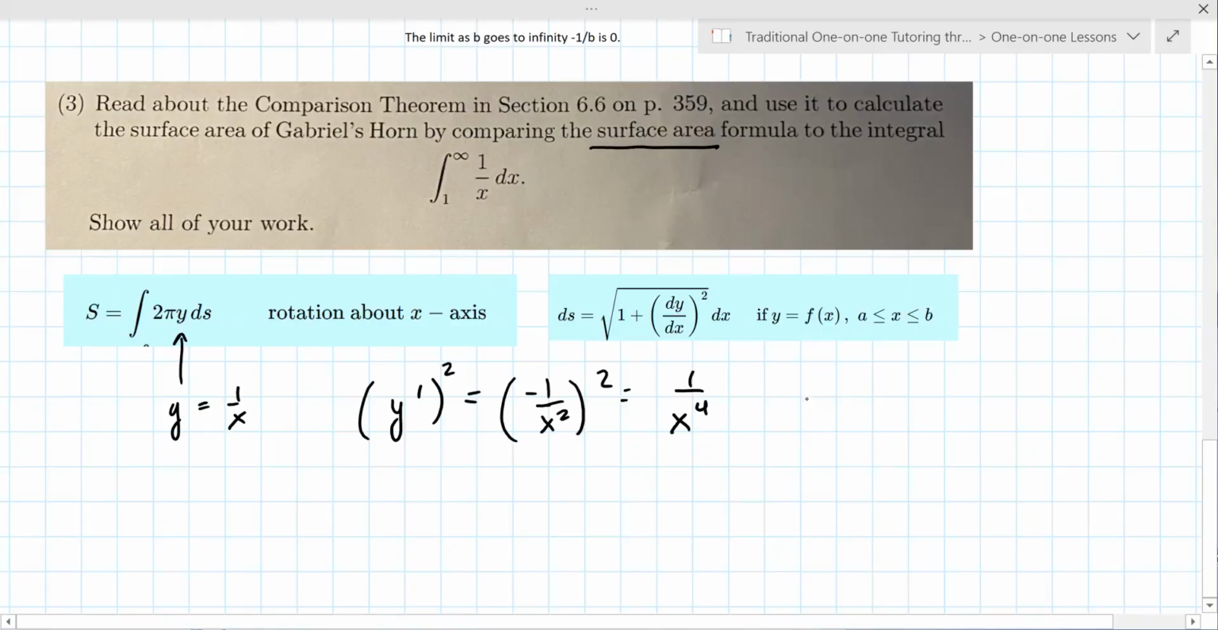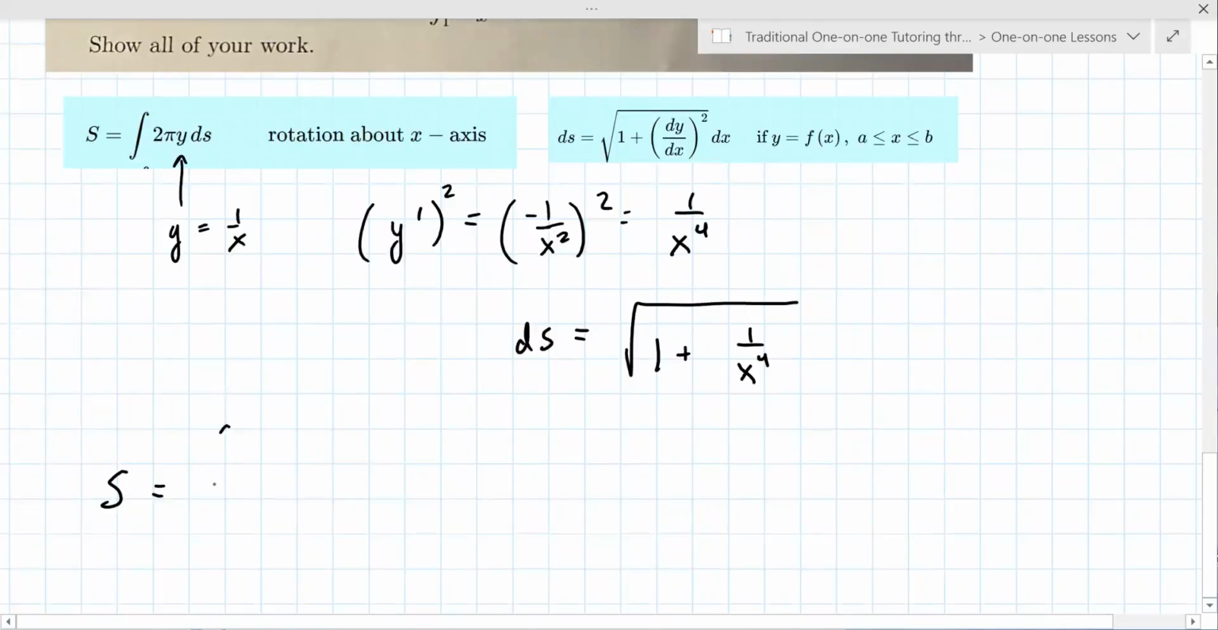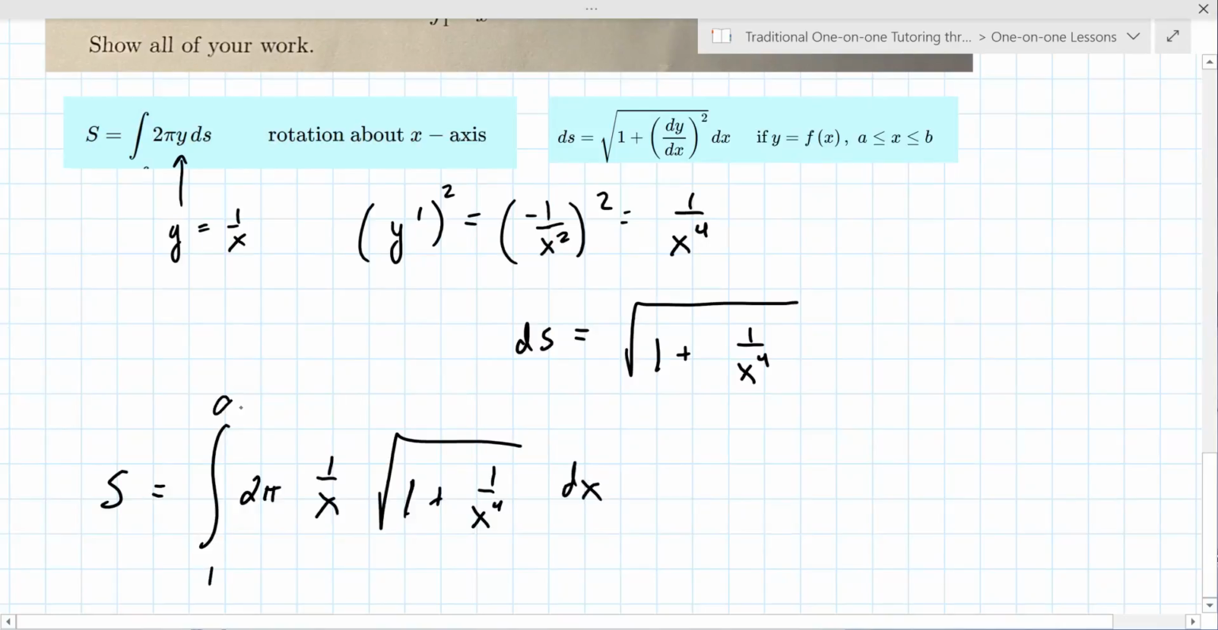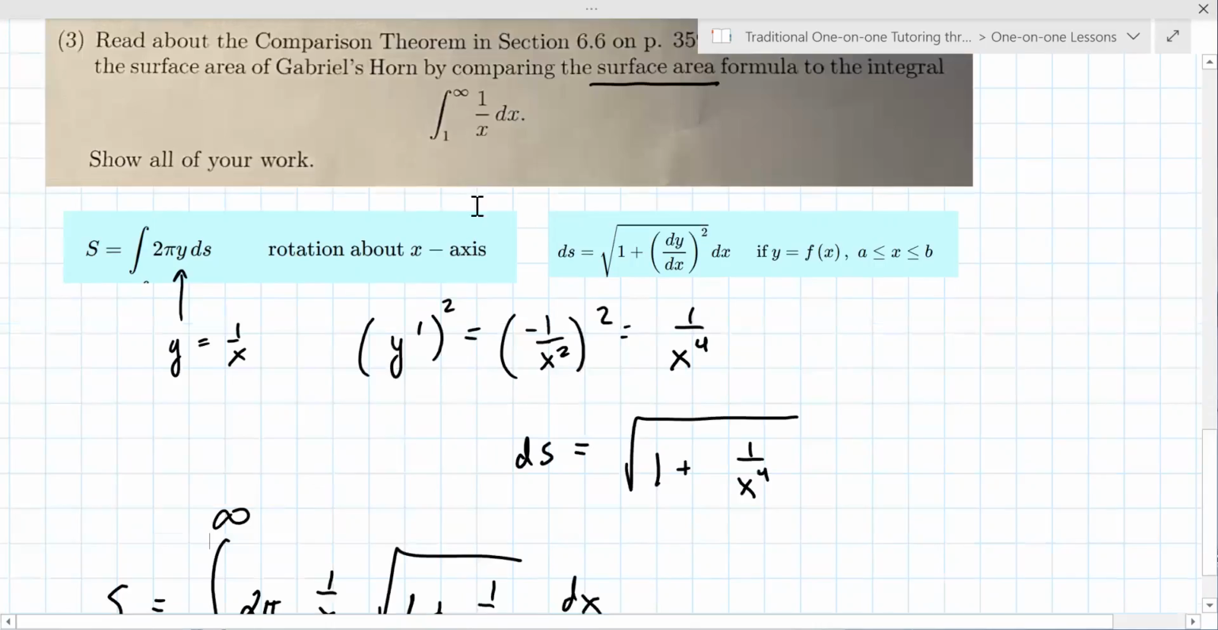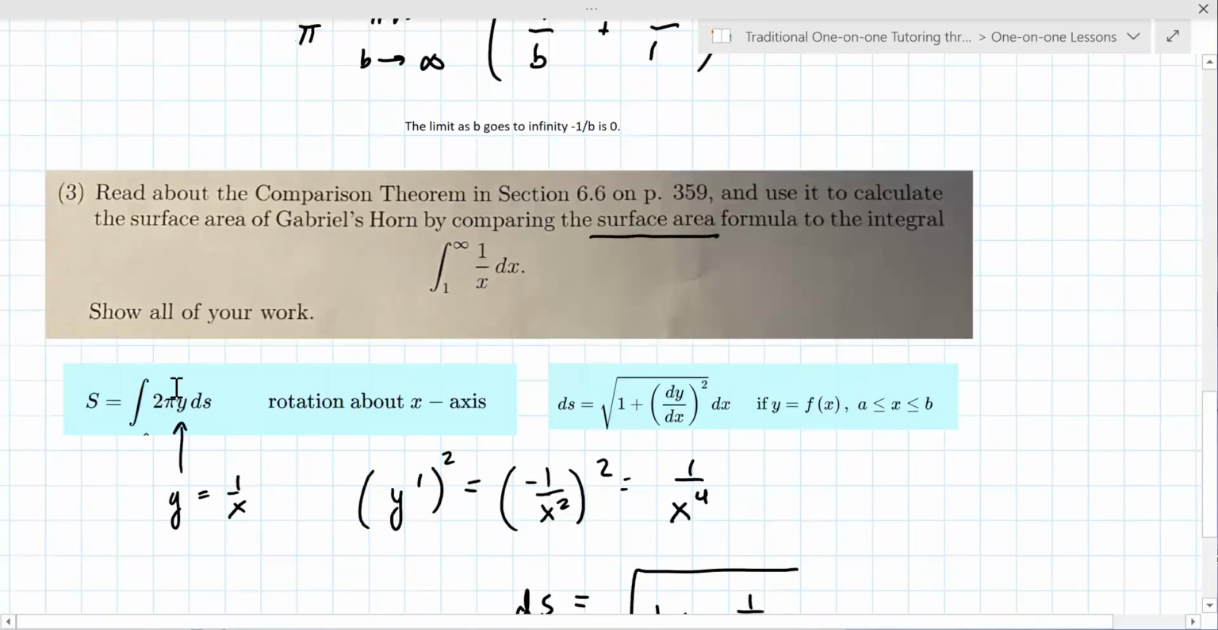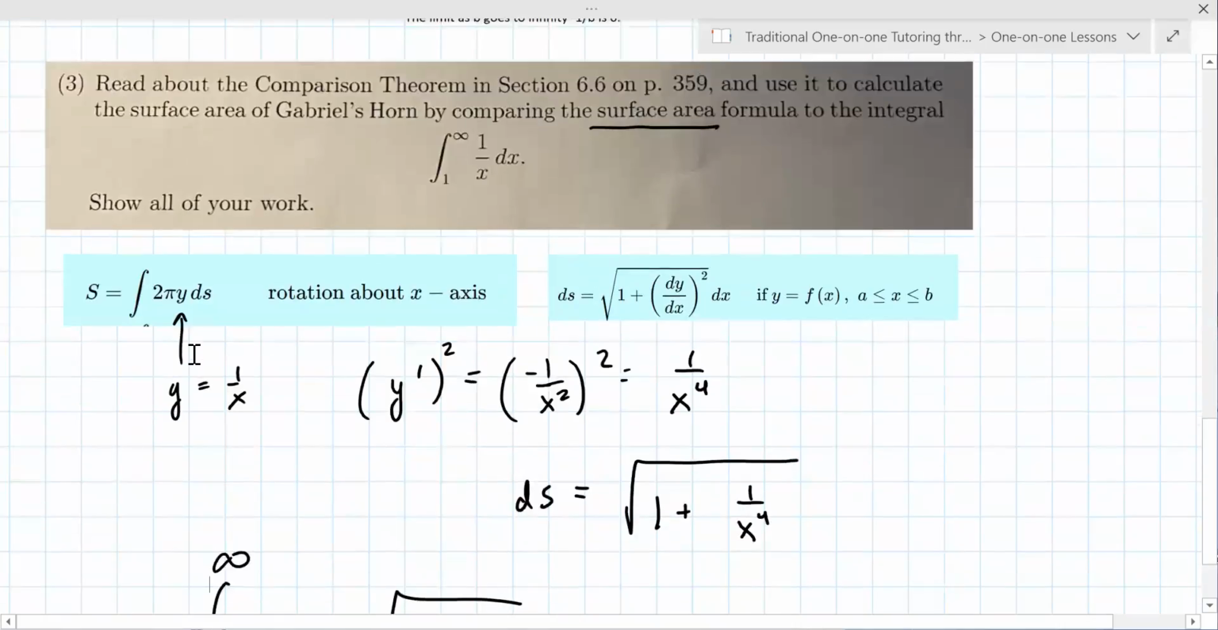And so why are we doing all that? Because your ds is the square root of 1 plus 1 over x to the 4th. And your surface area integral is 2 pi times 1 over x times the square root of 1 plus 1 over x to the 4th, dx, going from 1 to infinity. Now I see why this is an issue. Use it to calculate the surface area by comparing the surface area formula to the integral.